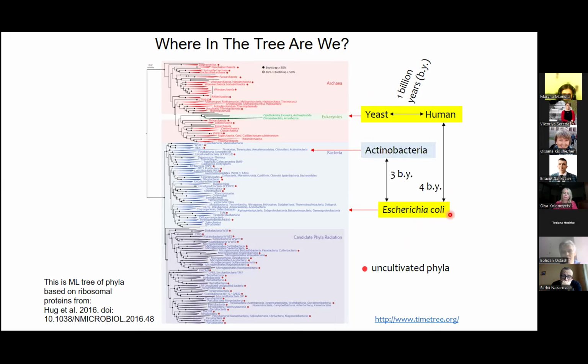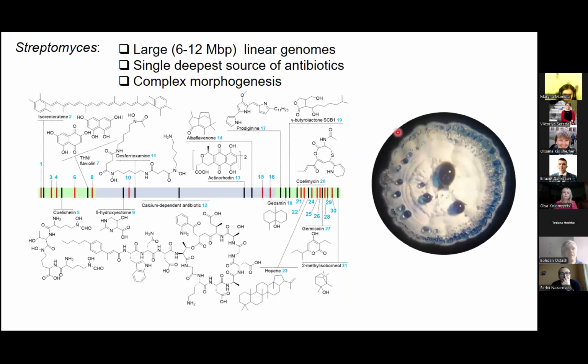But I work here. I work with actinobacteria. This is something in the middle, still very distant from E. coli, and of course very distant from humans and yeast. And it also makes an interesting case to study something distant from well-studied objects, because we may stumble upon very interesting phenomena. And actinobacteria are interesting, first of all, because they produce a lot of antibiotics.